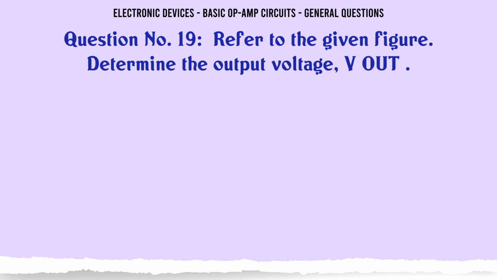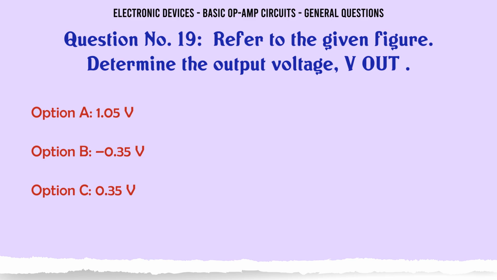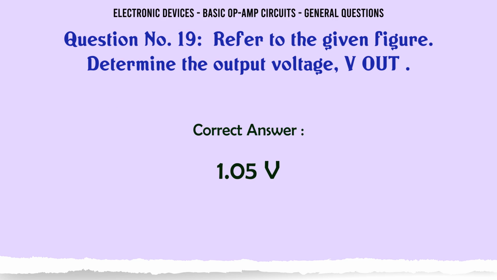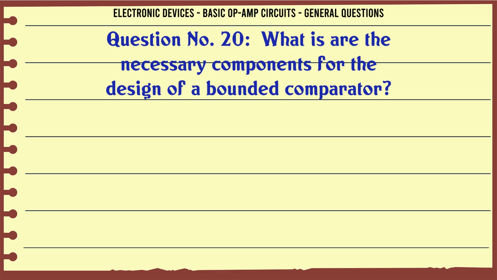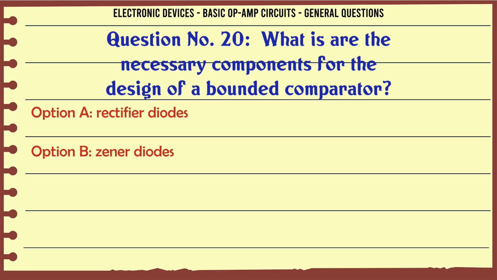Refer to the given figure. Determine the output voltage Vout. A. -1.05 V, B. -0.35 V, C. 0.35 V, D. 1.05 V. The correct answer is 1.05 V.